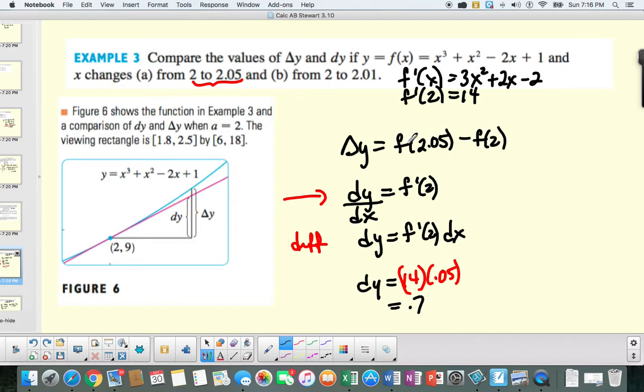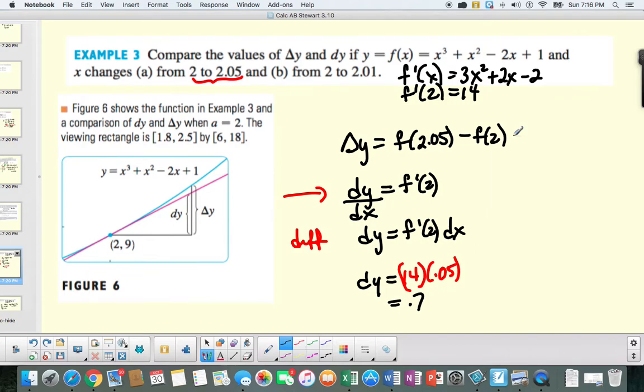Now let's go ahead and find the true change. If you put this in your calculator, you're going to find that it equals 0.717625. What you need to see is they're very close to each other because 2.05 is very close to 2. So you do about the same thing and you do part B now.